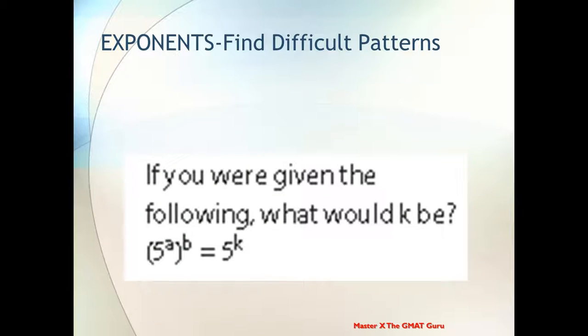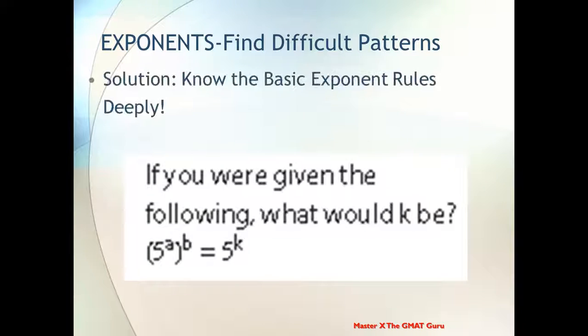So if you were given the following, again, know the basic exponent rules deeply. If you were given the following, what would k be? 5 to the power of a, all of that to the power of b is equal to 5 to the k. What would the answer be for k here now, right? It's easy, right? Think about it. Say it aloud before I move on to the next slide and let's see if you got it correctly.